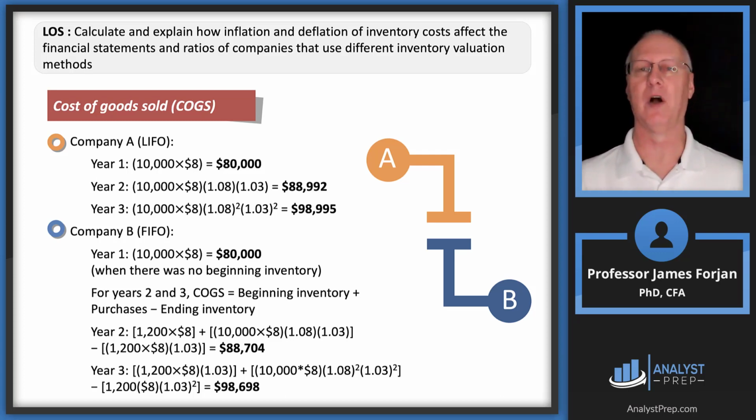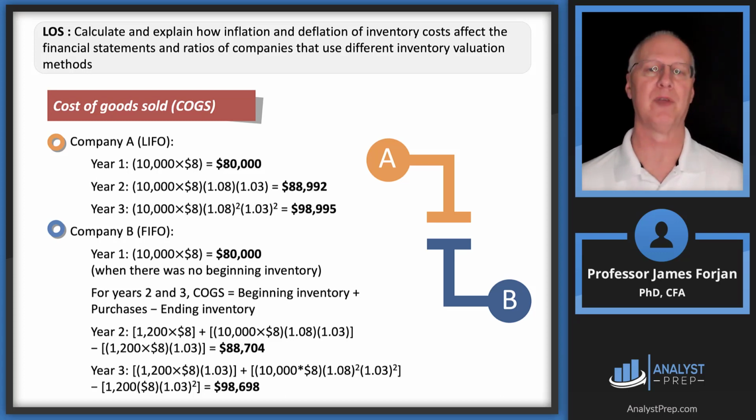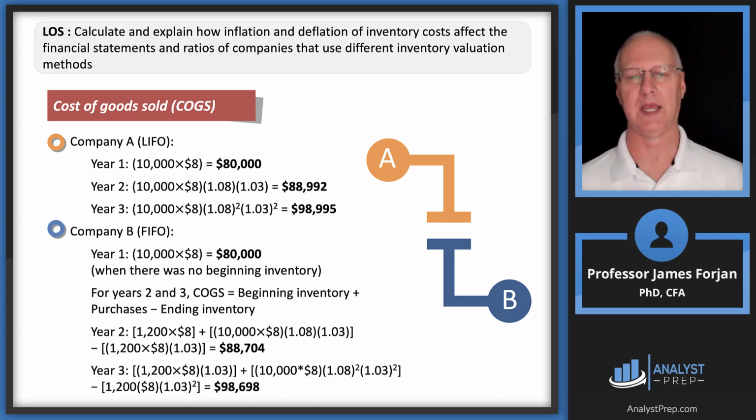Cost of sales is going to be our beginning inventory plus our purchases minus our ending inventory. And so that's what we've done for you down there. And this is really just a time value of money application. So in year 2, we have the 1,200 times the 8 plus the 10,000 times the 8, and then we're compounding that out, and then we need to subtract out that ending inventory, which only reflects that 3% input price, so we get 88,704, which is less than under LIFO, and then the 98,698 for year 3, which of course is less than under FIFO.